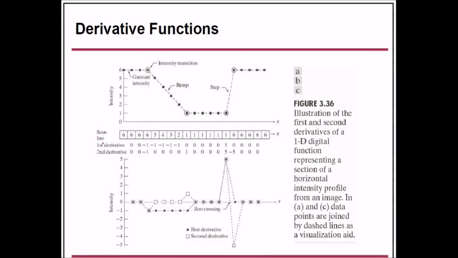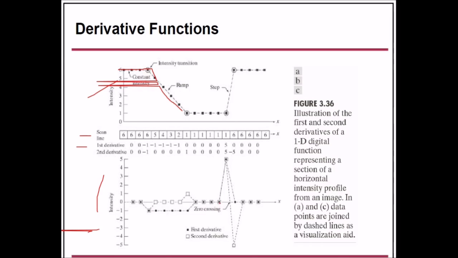This is a 1D digital function representing a section of a horizontal intensity profile for an image, with its first and second derivatives. The data points are joined by dashed lines as a visualization aid. On the left-hand side we have the intensity, and this is the scan line. This is the first derivative, and this is the second derivative.